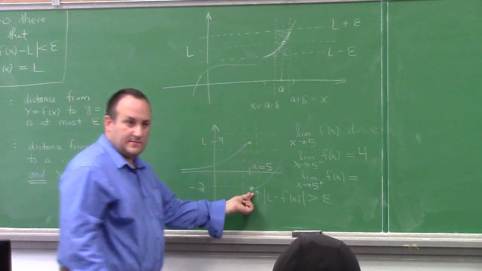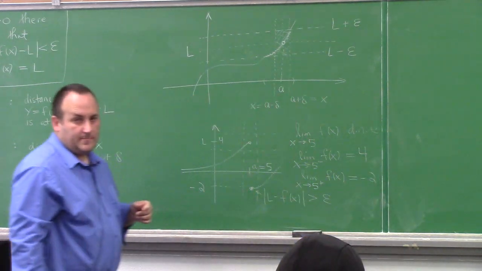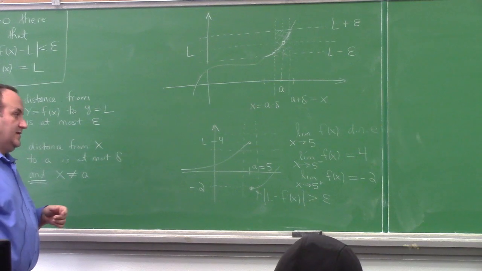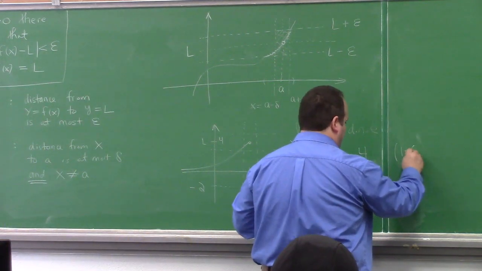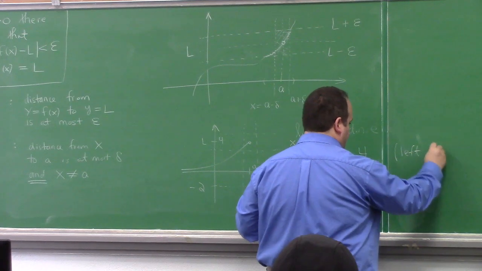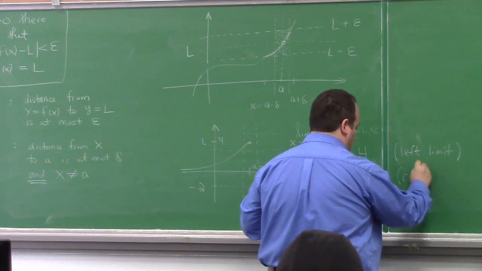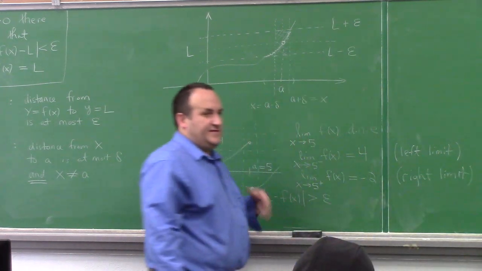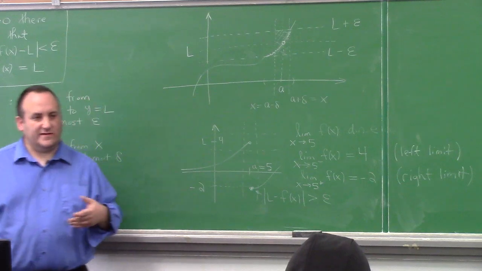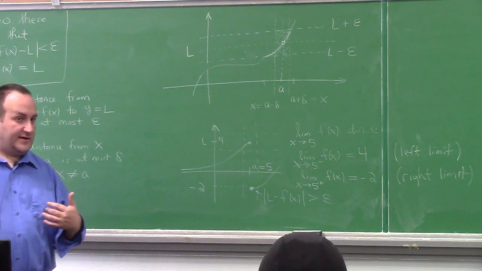Minus 2. Right? So this is called the left limit. And this is called the right limit. And if I just talk about limit without qualification, I'm always talking about the double-sided limit, which we defined last class, and I wrote again here over there.